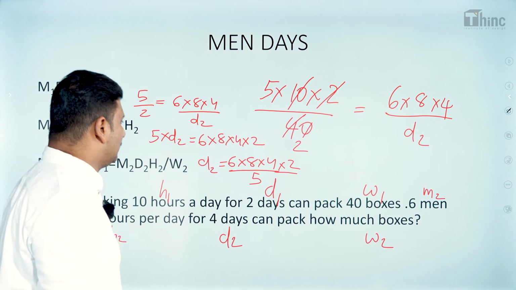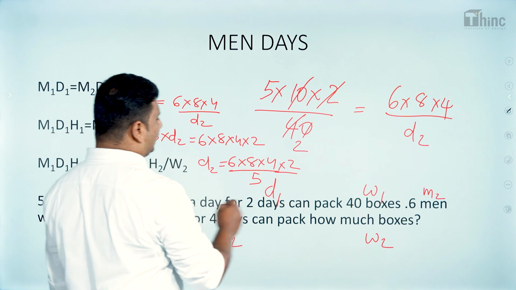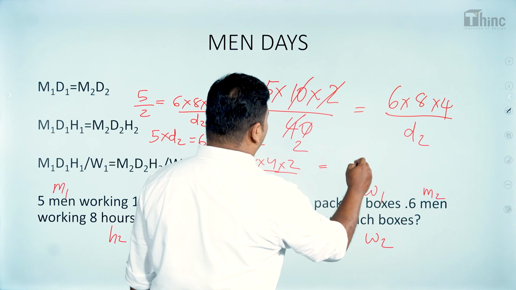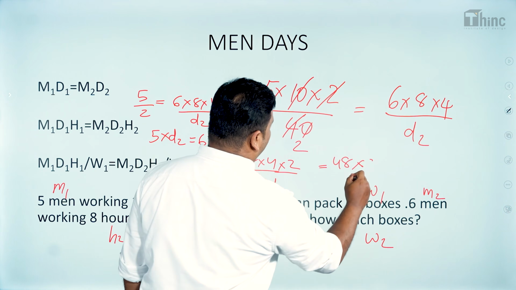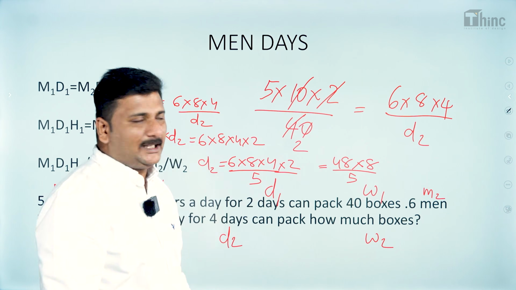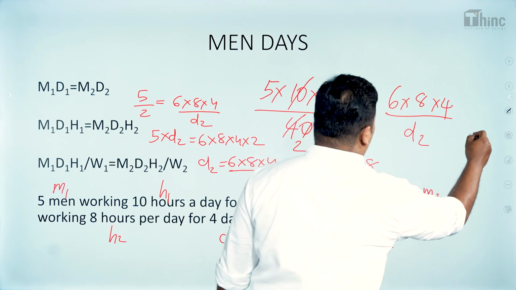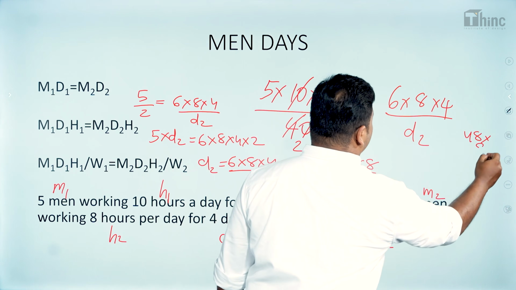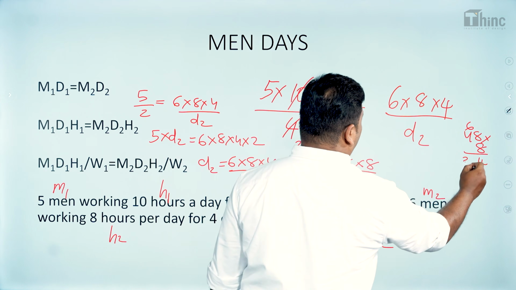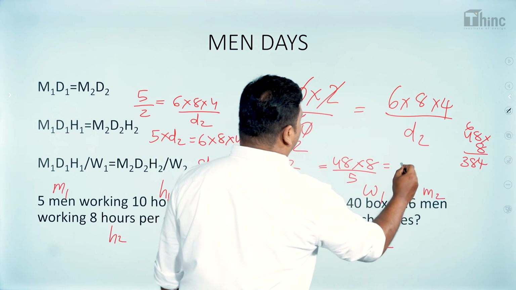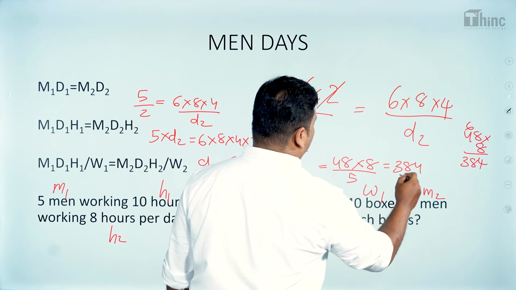So what is this all about? We know that 6 into 8 is 48. So it's basically 48 into 4 into 2, which is 8. So it's basically 48 into 8 divided by 5. And what is 48 into 8? 8 into 8 is 64. 4 into 8 is 32 plus 6, 38. So it's nothing but 384 by 5.